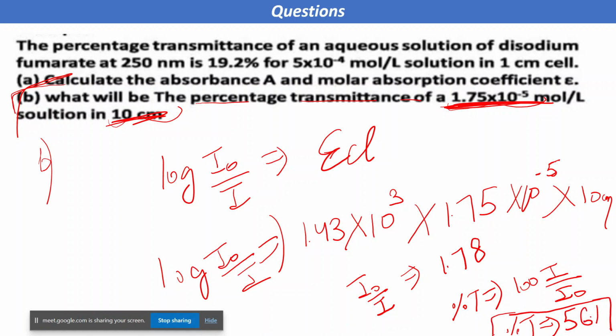See, what happens is that you know A equals ECL, but earlier in the first part you calculated the absorbance with a different path length and different concentration. That's why you were not using that absorbance for the second question. So we are again finding the absorbance and taking log inverse, because for the percentage transmittance you need the value of I by I naught. So for that reason you just put it, yeah.